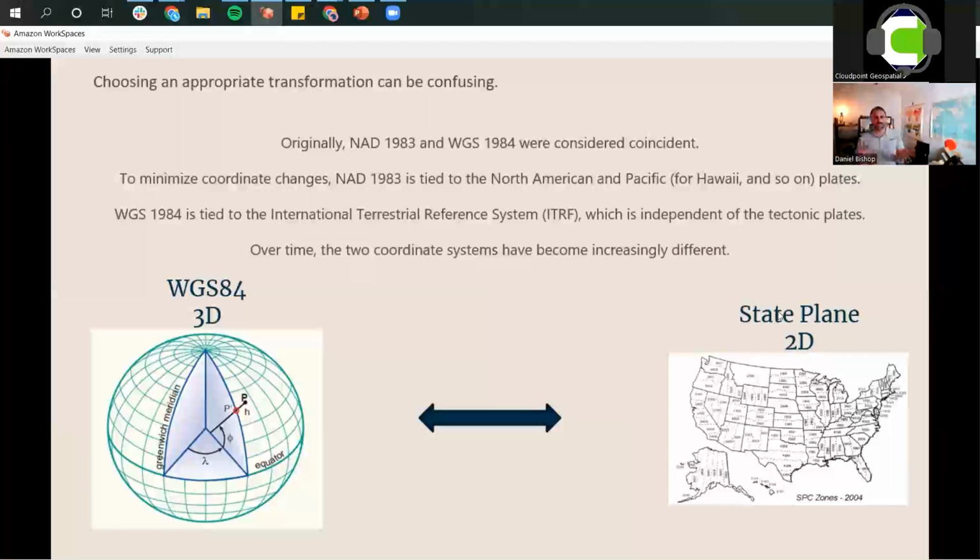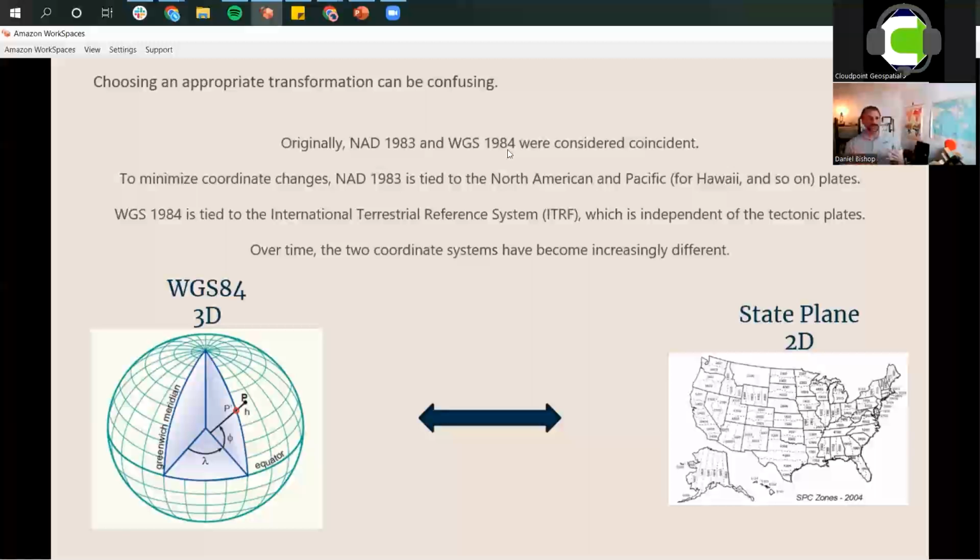So what's the difference between these two things? WGS-84, again, is three-dimensional. State plane systems are two-dimensional. In order to have a two-dimensional coordinate system, we need to have a three-dimensional system behind it that kind of projects onto a two-dimensional surface. So state plane uses this NAD 1983. NAD stands for North American Datum. And then we have our WGS-84. Both of these are considered coincident.